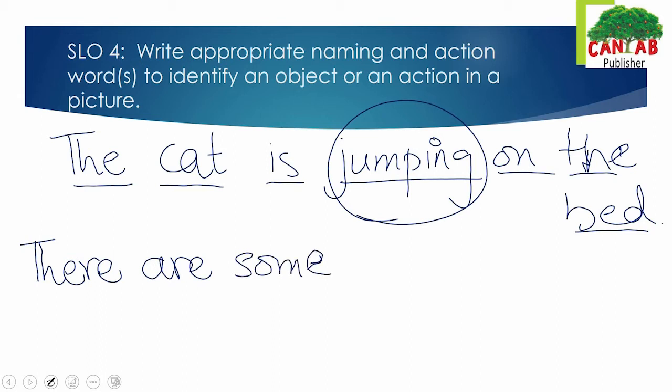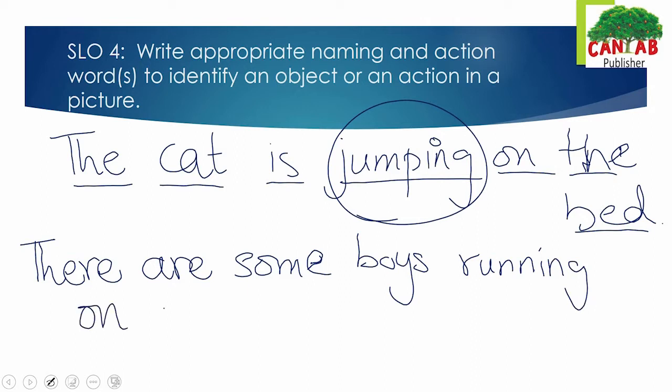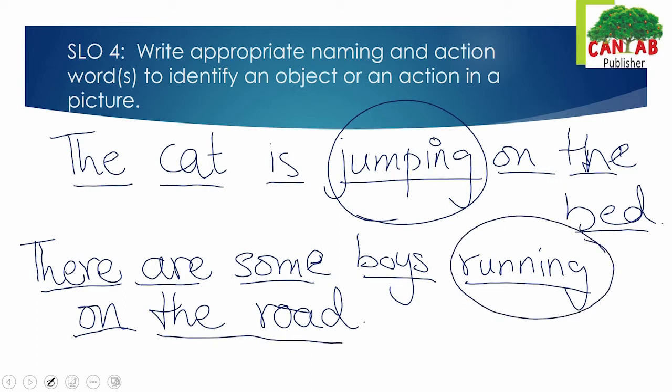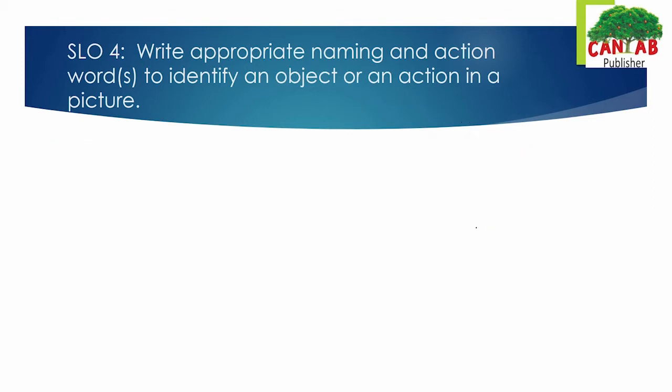There are some boys running on the road. Can you spot or find another ing word in this sentence? There are some boys running on the road. The word running, yes, this is the action those boys are doing. So it's called an action word, or the term is known as verbs. So let's have a recap.